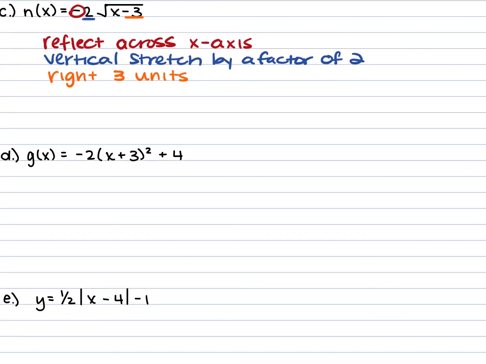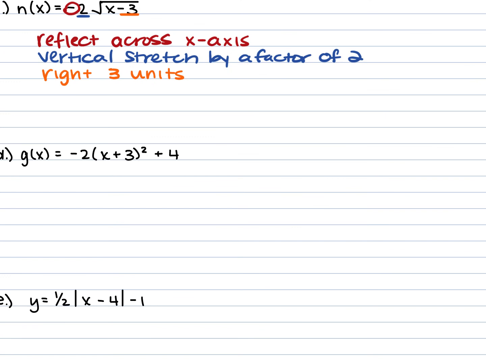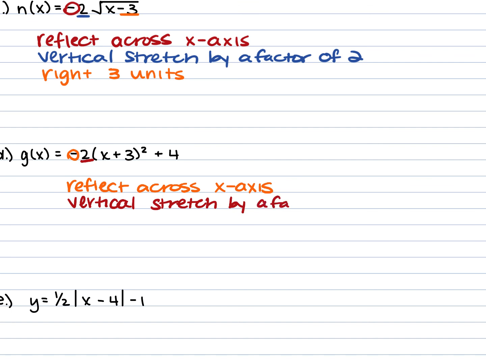For example D, we have g of x is equal to negative 2 parentheses x plus 3 squared plus 4. The negative is a reflection across the x-axis. The 2 tells us that we have a vertical stretch by a factor of 2. The plus 3 tells us we're going to the left 3 units. And that plus 4 tells us we're going up 4 units.